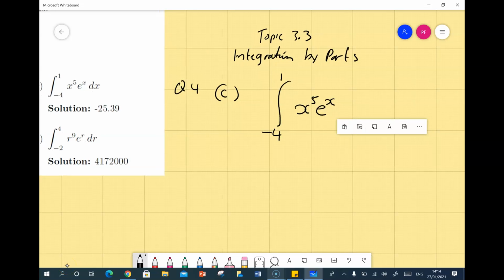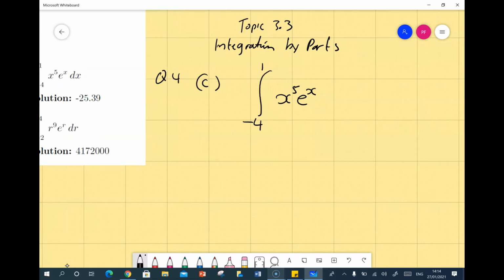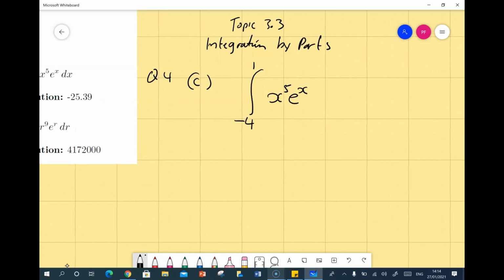Okay, topic 3.3, integration by parts, question 4c: the integral from 1 to minus 4 of x to the power of 5 multiplied by e to the power of x. So I'm going to try substitution here. I'm going to let u equal x to the power of 5. It's the ideal candidate because if I differentiate this over and over and over, it eventually turns to 0, and that makes it the ideal one.